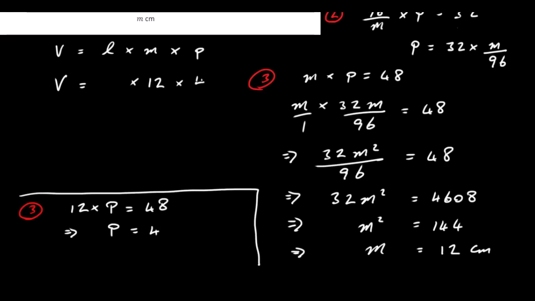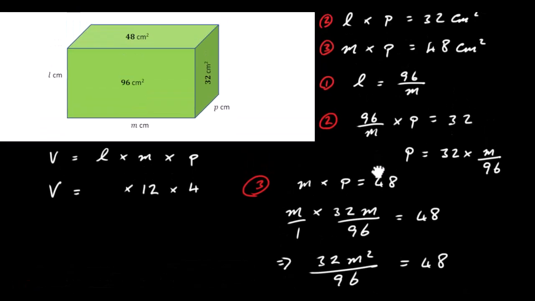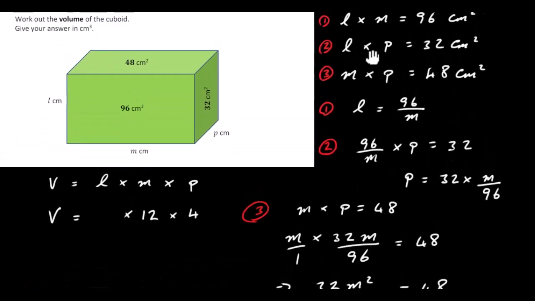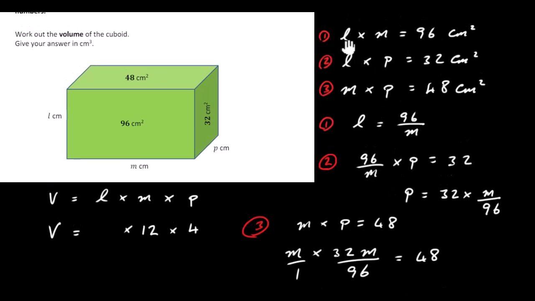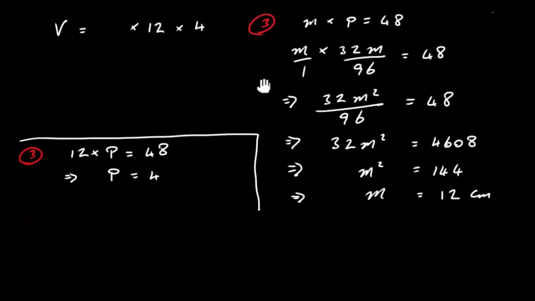So I can put that in here. Now I've just got to work out, what's the other one, L then. I've just got to work out what L is. So let's see if we can find an equation with L in it. Well, I've got L times p equals 32. Or let's use the first one, we haven't used that one yet. L times m equals 96.